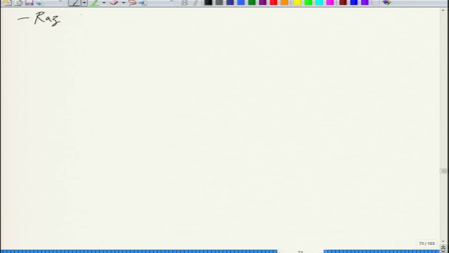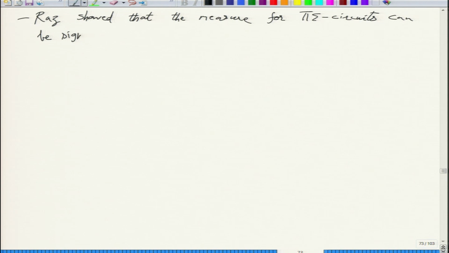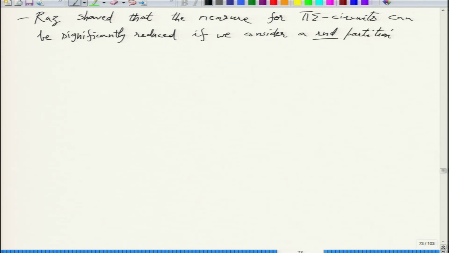So Raz showed that the measure for pi sigma circuits can be significantly reduced if we consider a random partition of the variable set.